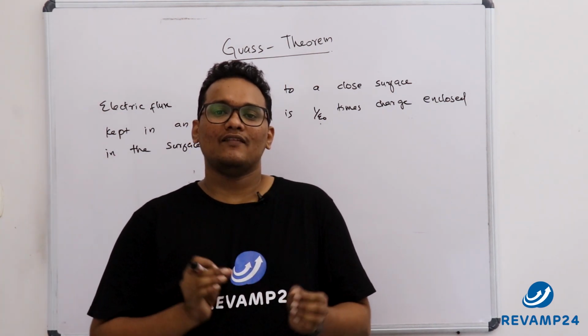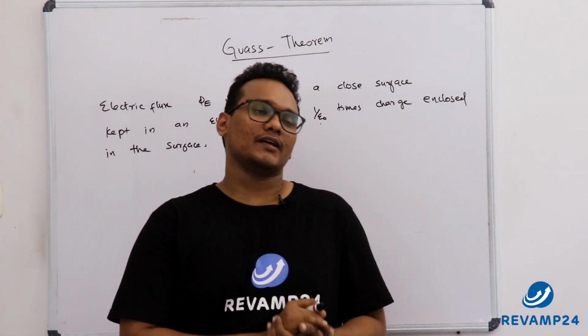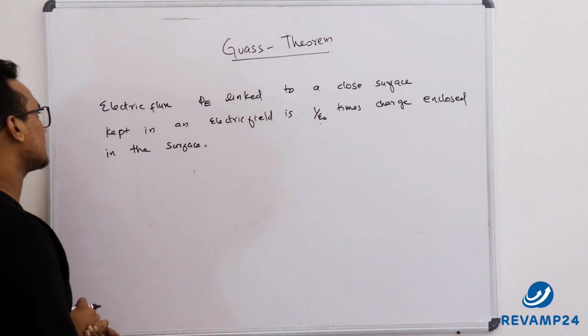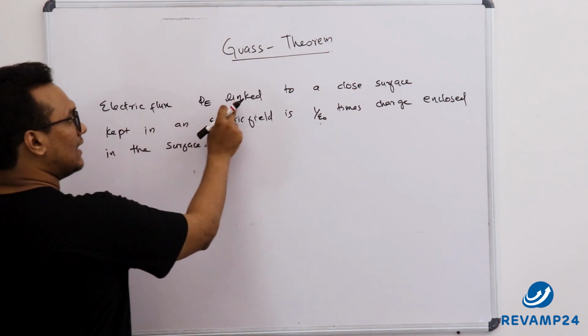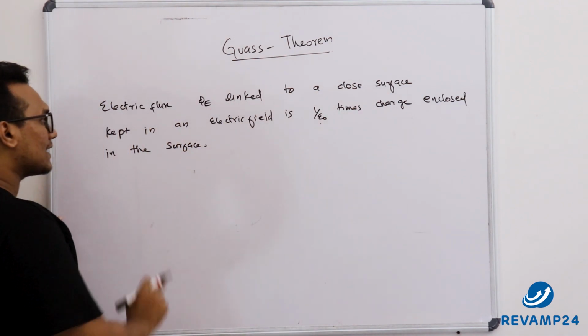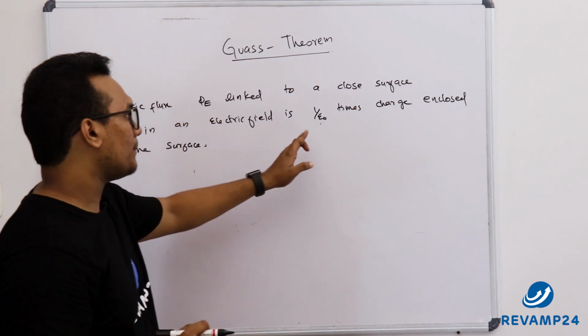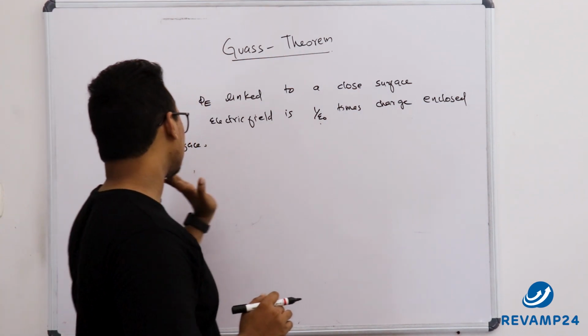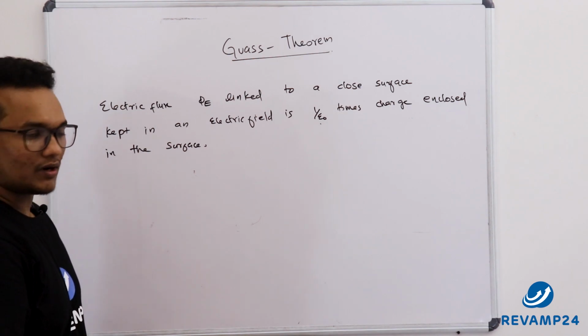In this video, I will explain what Gauss's theorem is. We will see the definition first. Electric flux linked to a closed surface kept in an electric field is 1 by epsilon 0 times the charge enclosed in the surface. What does it mean?